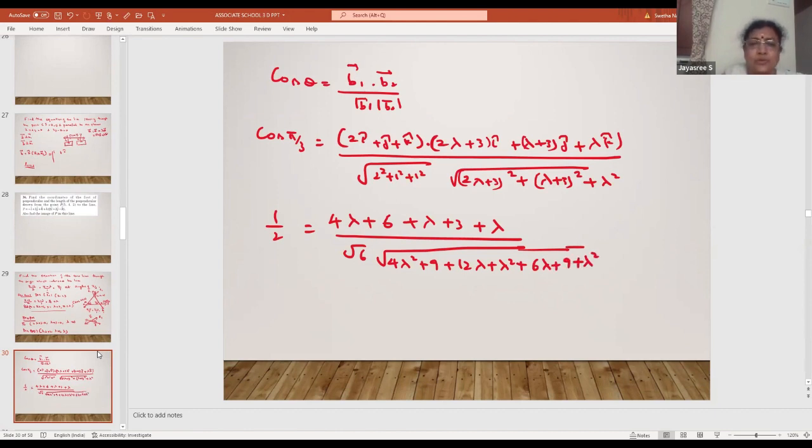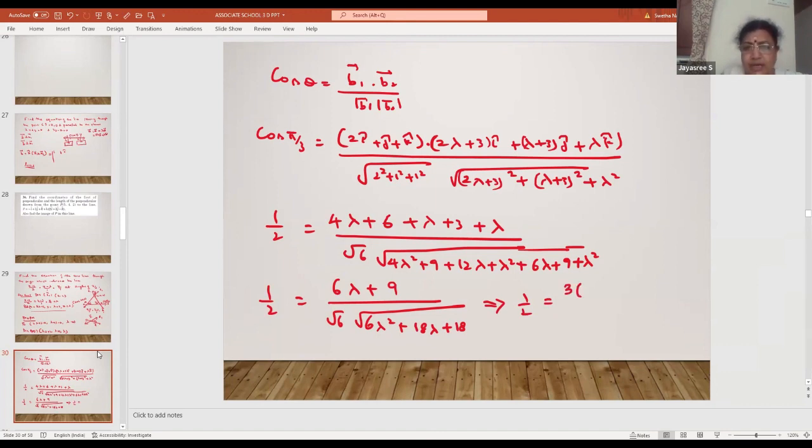So on simplification, half is equal to 6 lambda plus 3 plus 6, that is 9, by root 6 into root of 6 lambda square plus 18 lambda plus 18. We can take it as half, taking 3 common, 2 lambda plus 3 by root 6 into root 6, which will become 6, and here root of lambda square plus 3 lambda plus 3.